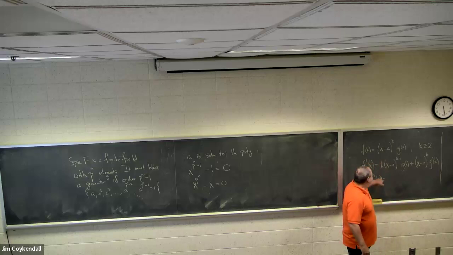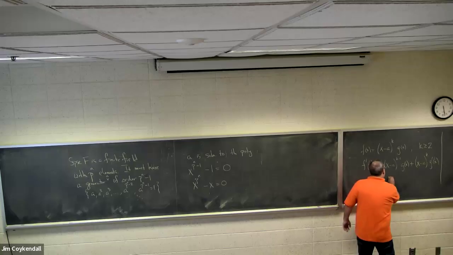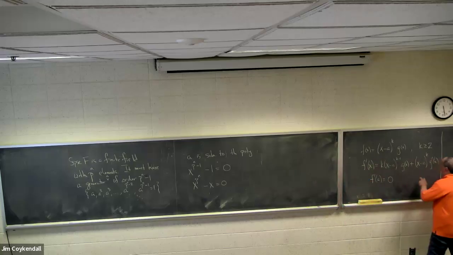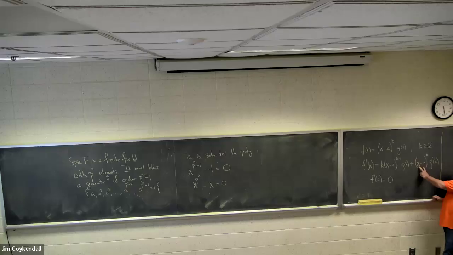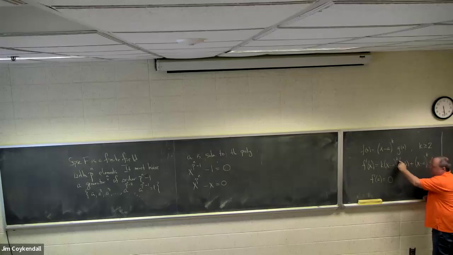What happens when you plug a into this derivative? What do you get here? You get zero because you get zero from this term and k is at least two. So you've got another positive, this is not zero. There's at least one other factor of x minus a. Agreed? So when I plug in this, I get zero.